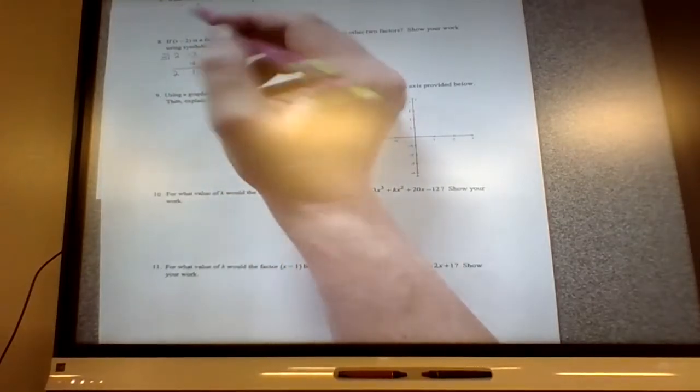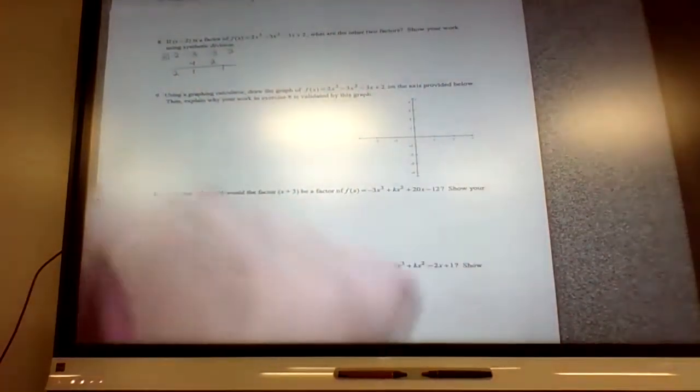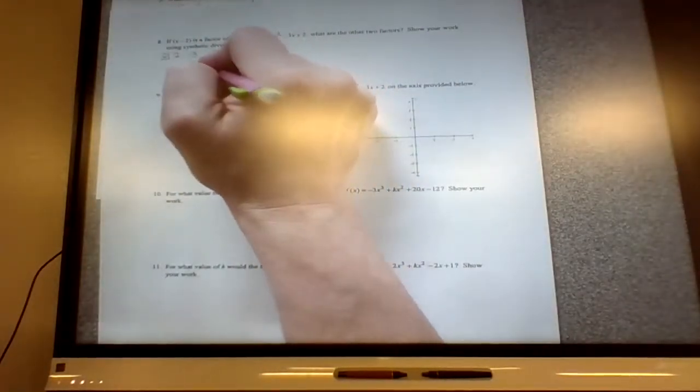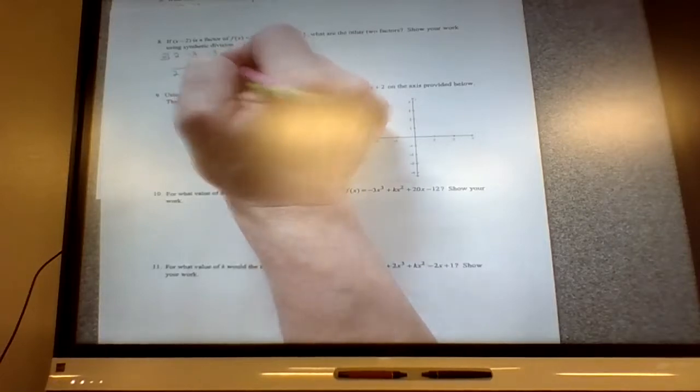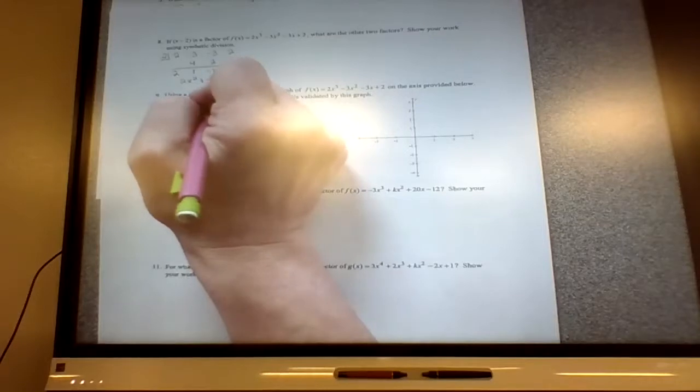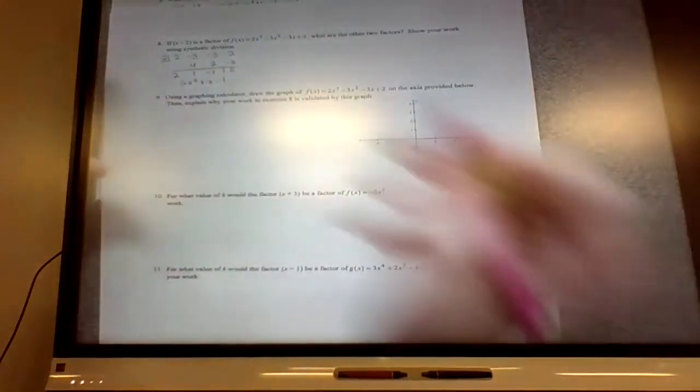All right, so let's see. On this one, it's a factor, and then I have to find the other 2 factors. So I just have to do some synthetic division to get my depressed polynomial. He's depressed because he can't whistle. And then I got to factor that. Okay, so let me go over here.